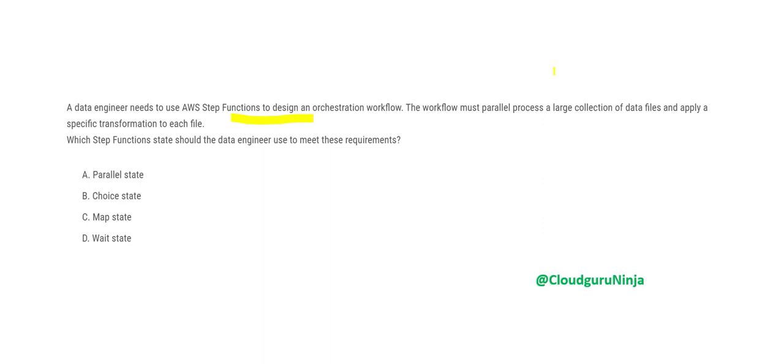This step function has to process a large collection of data files. That means lots of data. And what are they doing? They're trying to apply a specific transformation. A simple transformation can be, hey, whenever you see the digit 2, add 2 to it, something of that sort. It can be even much more complex, but that is what it is doing. It is taking some sort of data, it's applying transformation. So here they are asking us, suppose I want to apply transformation, now which step function state should I use?